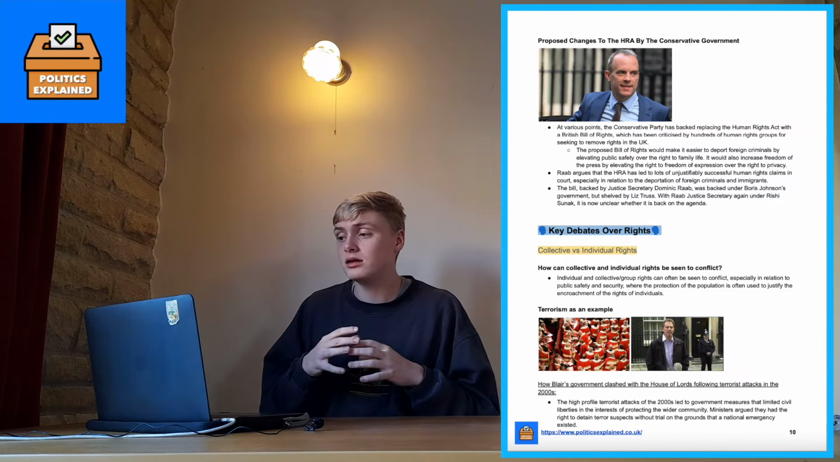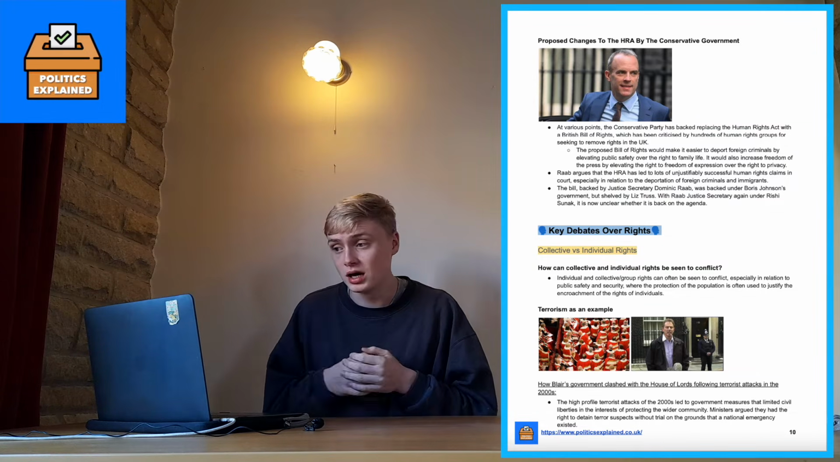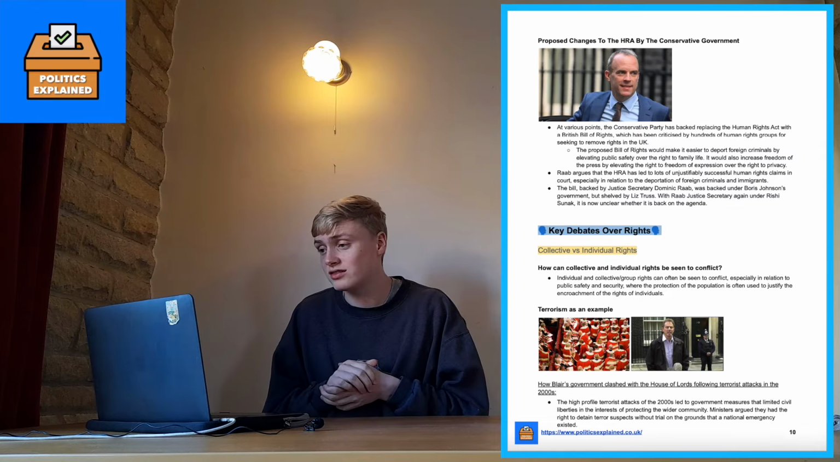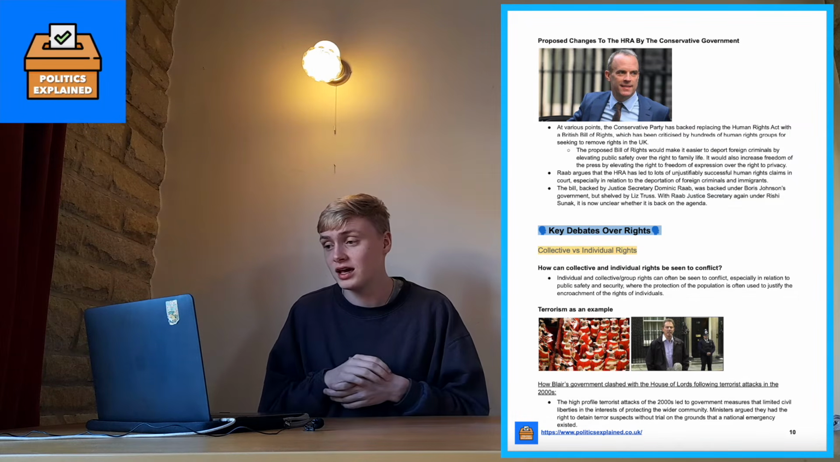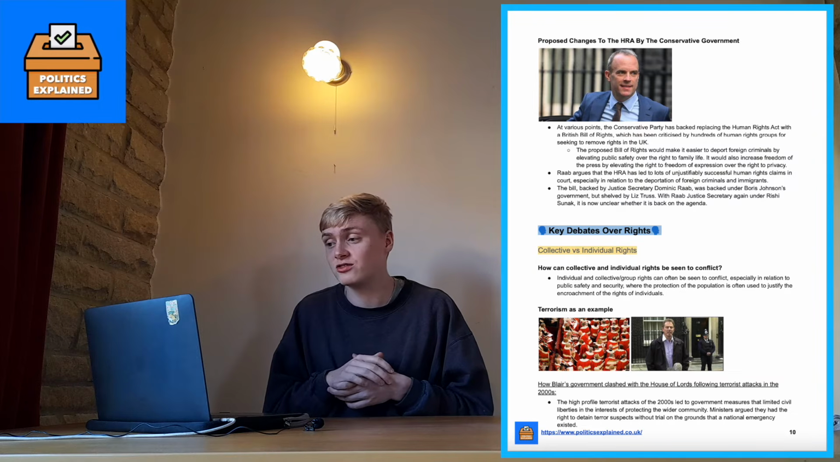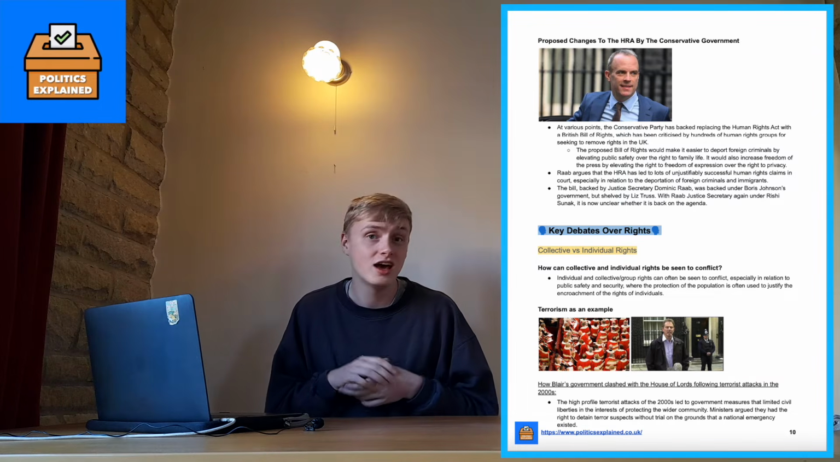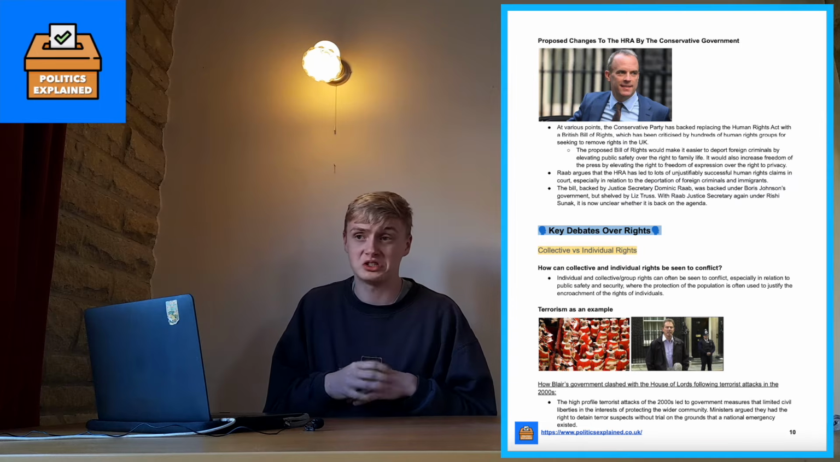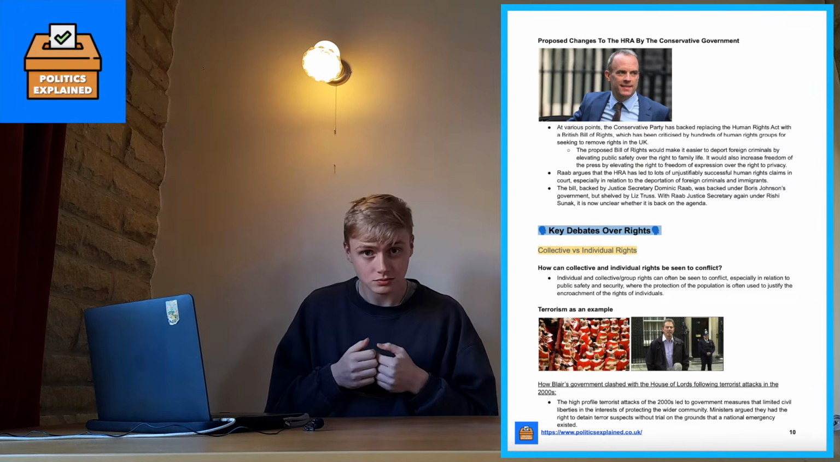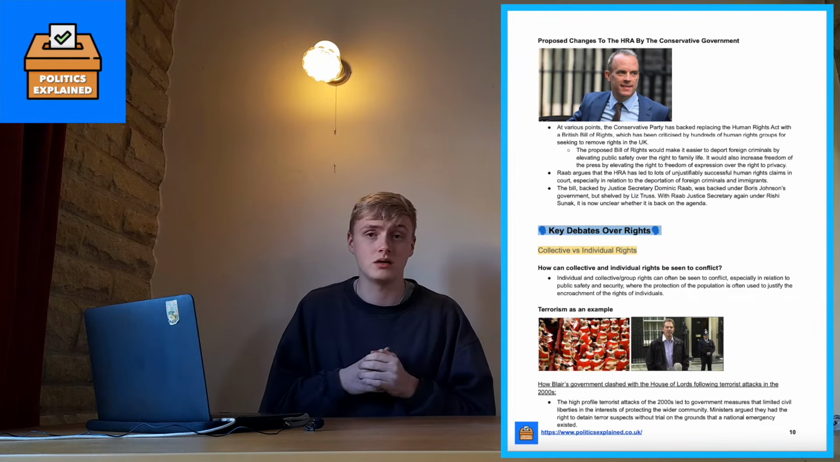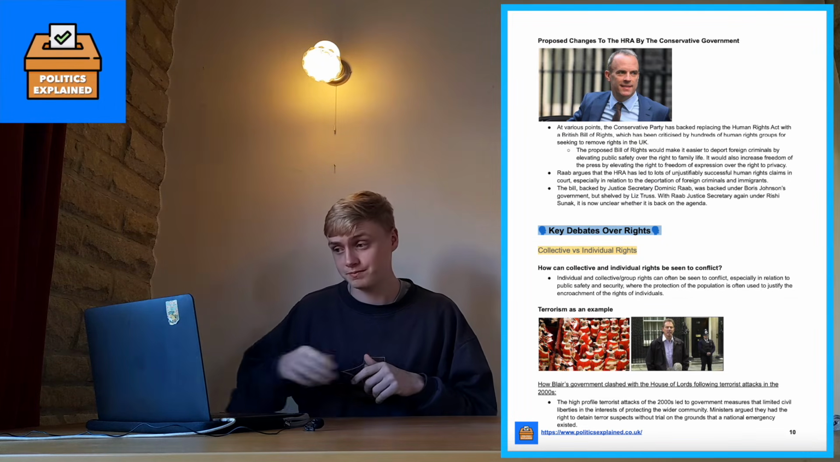It's really been a pet project of Dominic Raab, and he argues that the Human Rights Act has led to lots of unjustifiably successful human rights claims in court, especially in relation to the deportation of foreign criminals and immigrants. And the Conservative government effectively wants to prevent those legal challenges being successful so that they can deport individuals when they want to.